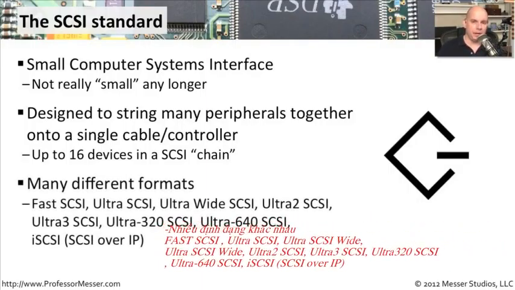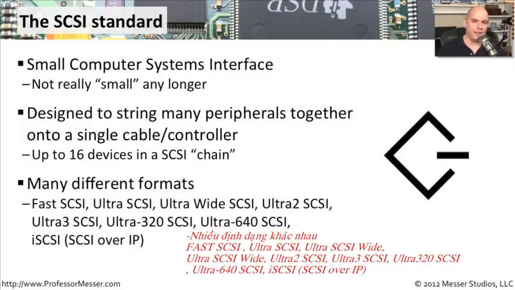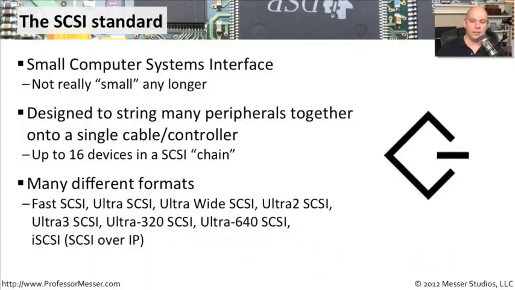Through the years, there have been a number of different kinds of SCSI formats. You may see it called fast SCSI, ultra SCSI, there's ultra wide SCSI, there's ultra 2 SCSI, and so on. All of these formats tend to be backwards compatible, but the best possible performance you're going to get would be to get a storage device and a controller that were using the same type of SCSI interface.